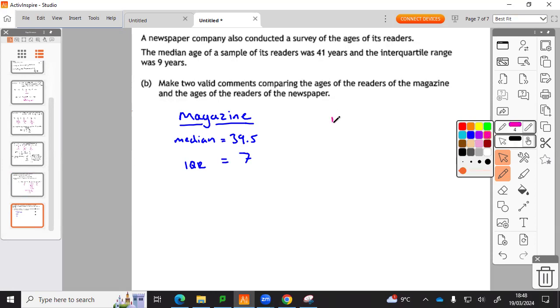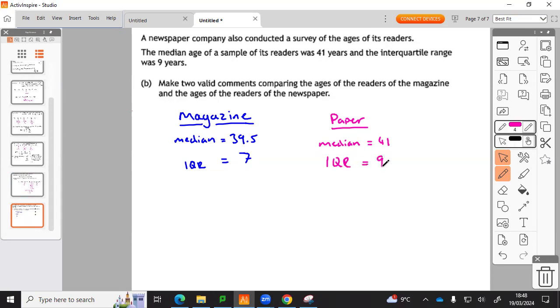Comparing that to the newspaper, which has a median of 41 and an interquartile range of 9. So the newspaper has a higher median age. 41 is greater than 39.5. And it's got a higher spread of readership as well. So it goes wider. It's 41, but it also spreads out a lot more.